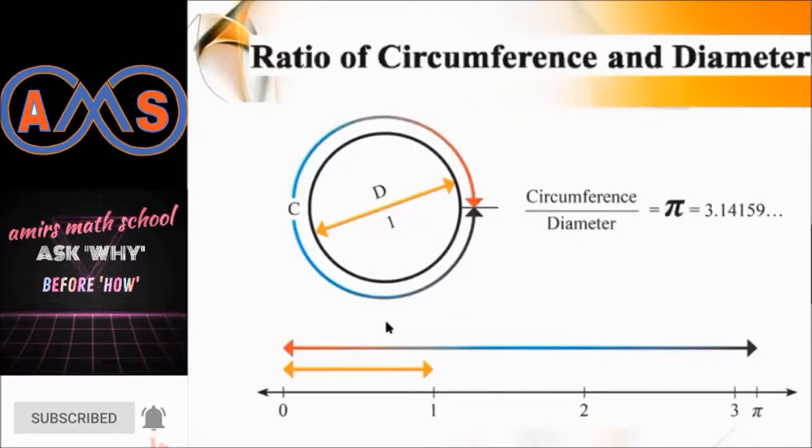Every time we take the circumference and diameter ratio, there is a fixed number. The value of that ratio is always a fixed number. That fixed number is 3.14159. This fixed number is called pi. The value of pi is 3.14159 and so on.